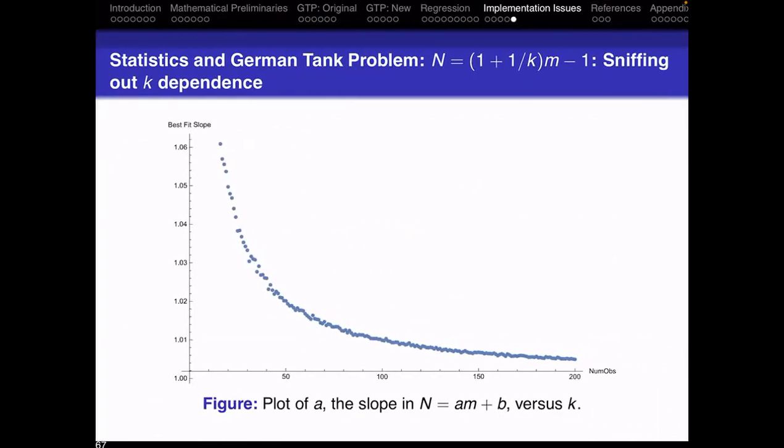So we know that N is supposed to be 1 plus 1 over K times m minus 1. Does the minus 1 really matter in the limit? No. What really matters is the relationship with K and M, that it's 1 plus 1 over K times M. So let's see if we could sniff that out. The x-axis is going to be K, the number of observations, and the y-axis is going to be the best fit value of the slope. It's my best guess. Does anybody notice anything interesting about the best guess?